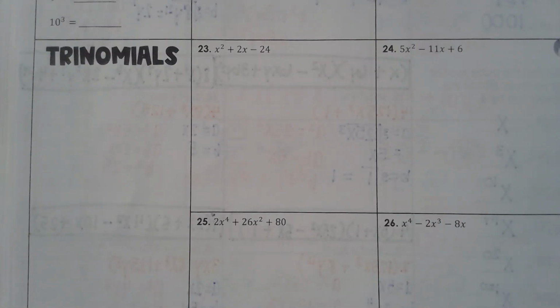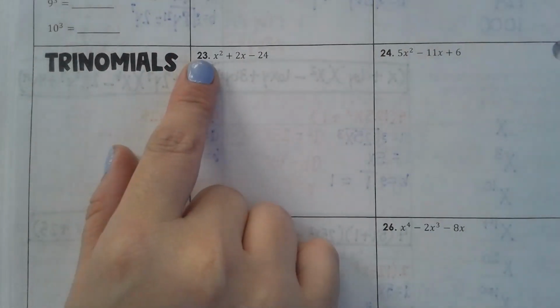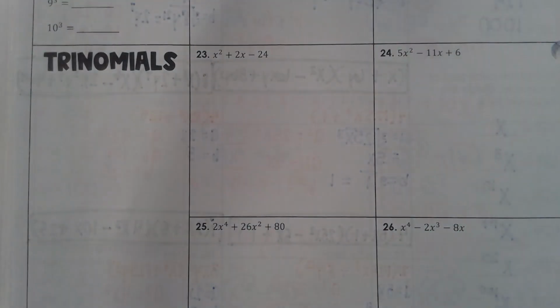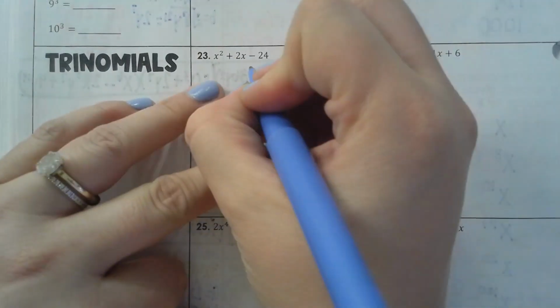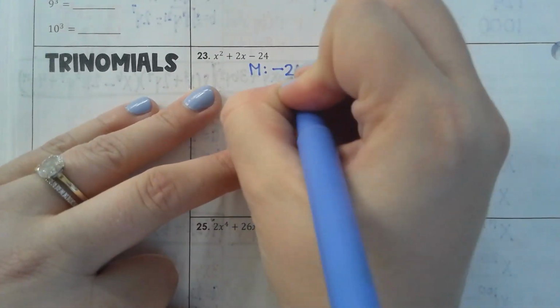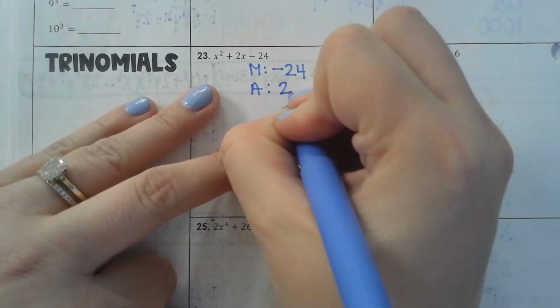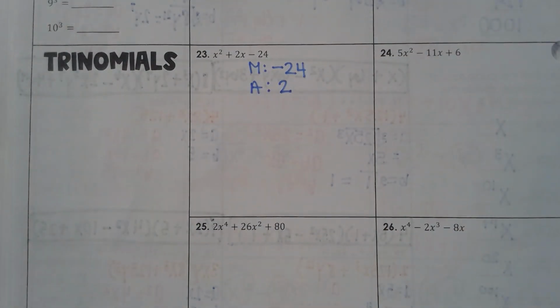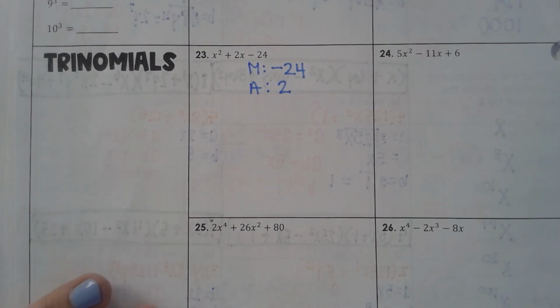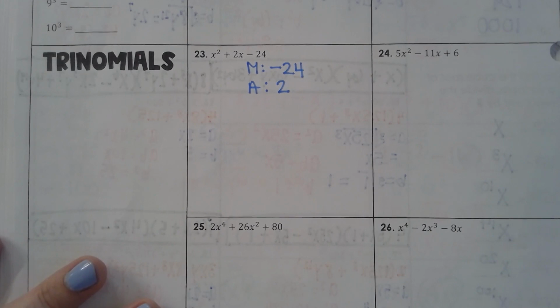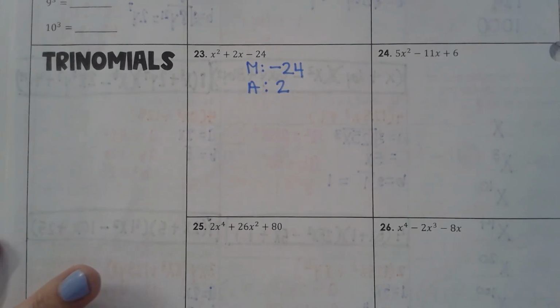X squared plus 2x minus 24. When you have a trinomial, if there's not a number in the very front, all we have to do is look for two numbers that multiply to be negative 24 and add to be 2. Does anybody know what those numbers are? Anybody? What multiplies to be 24?